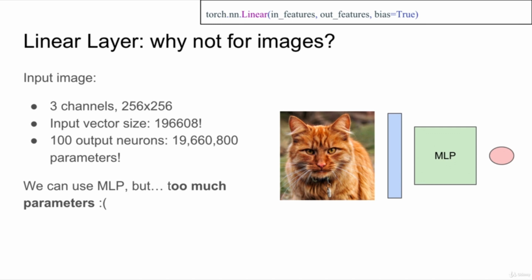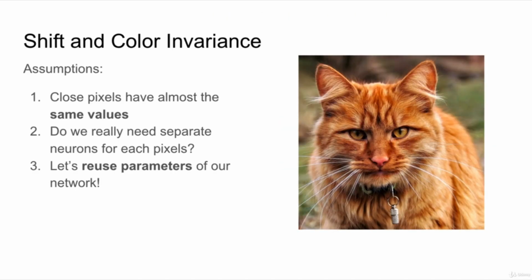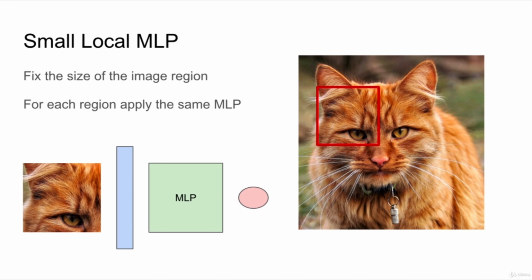That's the main motivation for introducing convolutional neural networks. Too many parameters in the linear layer. Before we start learning convolutions, let us consider some assumptions. Could you agree with me that close pixels have close values? Actually, if we consider a pixel on the cat, which is red, with high probability close pixels will also be red. Okay, so we don't need a separate neuron for each pixel. The open question for now: how can we reuse the parameters of our network? If we don't need a separate neuron for each separate pixel, we should use one small linear layer for local regions of the image, and this is the basic idea behind convolution.